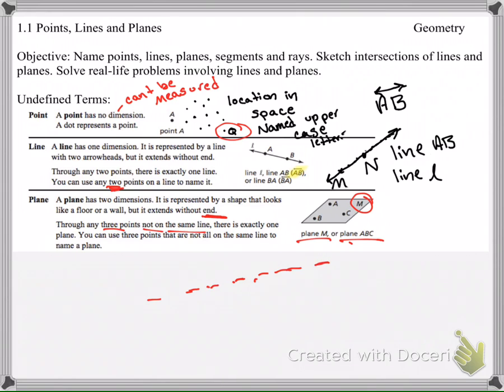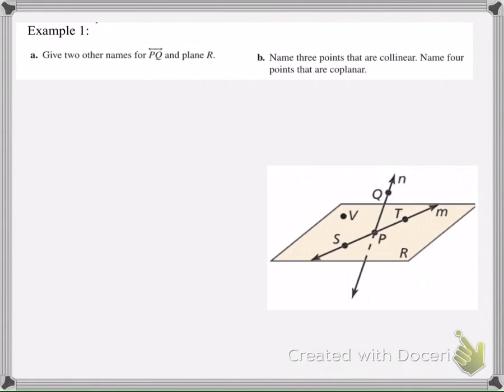Okay, so a point, a line, and a plane. All of our other geometry concepts are made out of these figures, a point, a line, or a plane. All right, so we want to give 2 other names for line PQ and plane R. So first let's find line PQ. Over here in the picture, there's P, there's Q, so we're looking at the line that goes through PQ, that line right there, so we could call it line PQ.